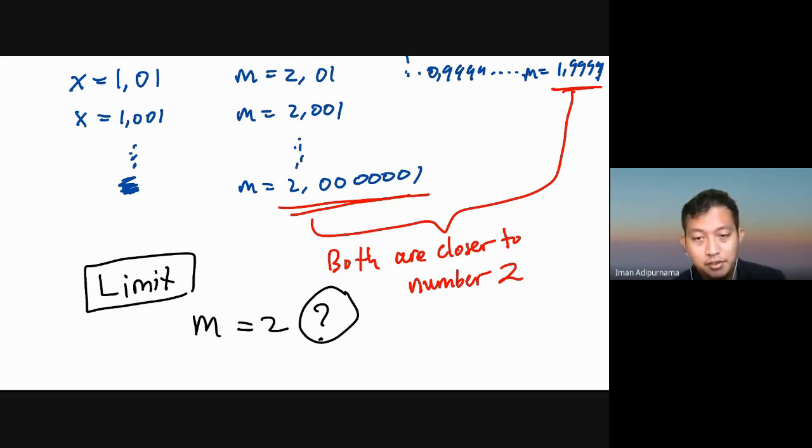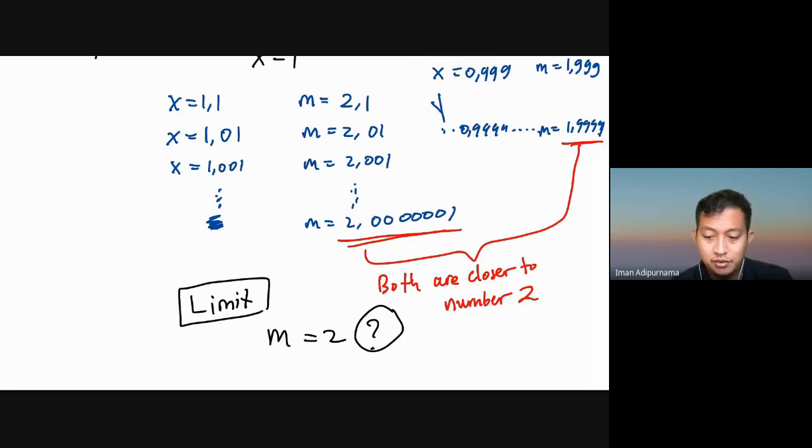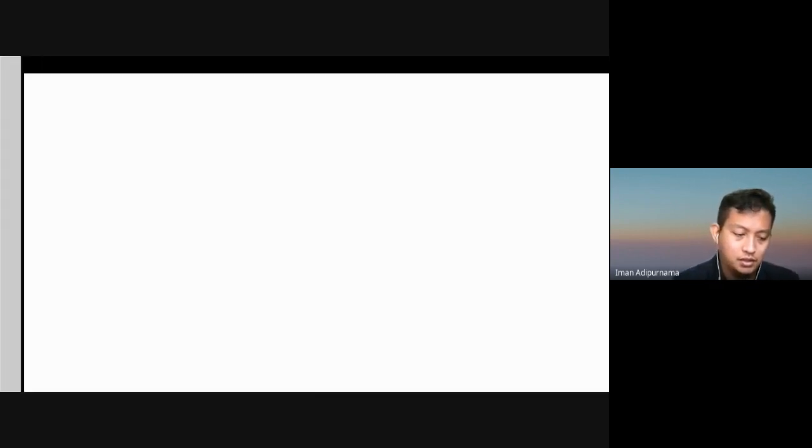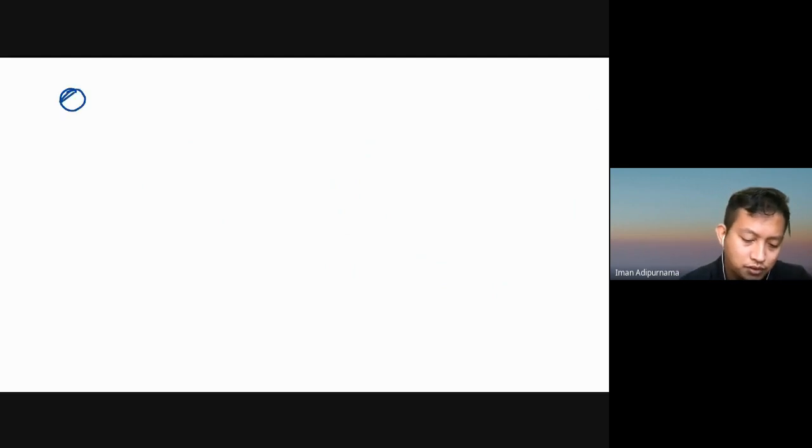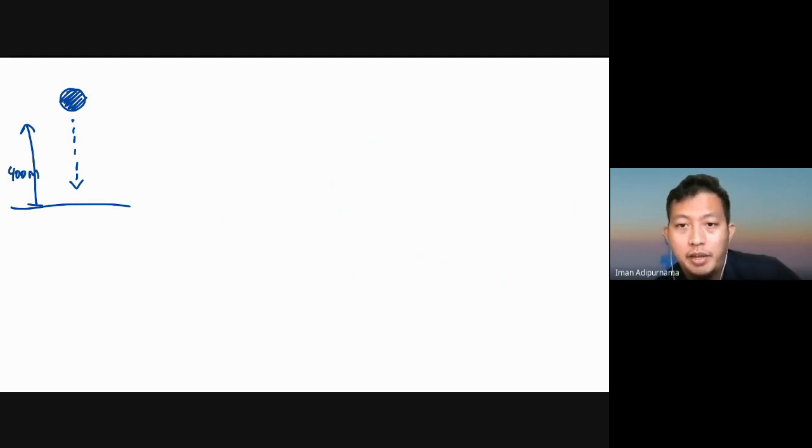Okay, another example of how we are going to look at this. Because sometimes when you're thinking about limit, you are not thinking about the small point that is important in limit. I will show you later what I mean by that. But let's get to another example. You have a ball, and you drop the ball from a very high place. Let's say maybe 400 meters here. But actually the height does not really matter, right?